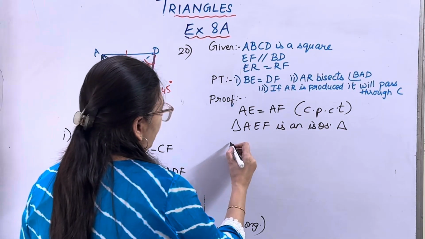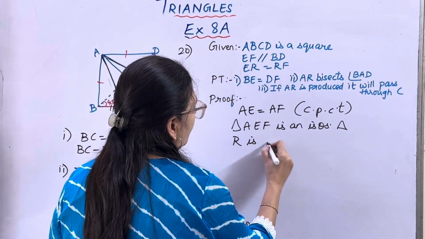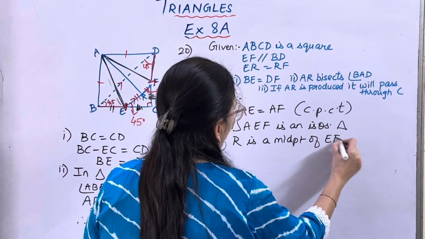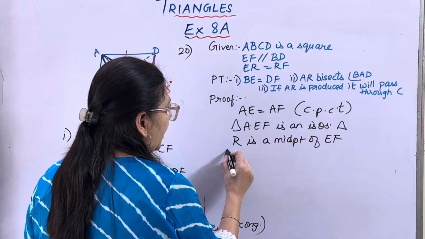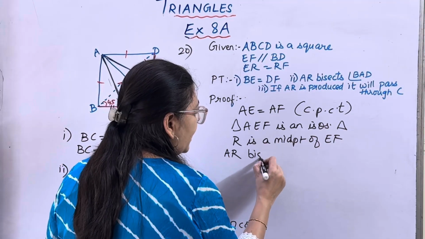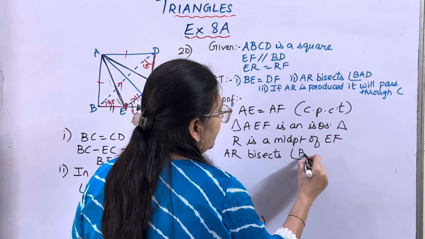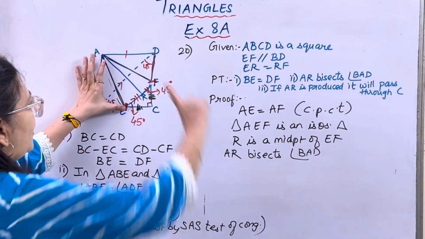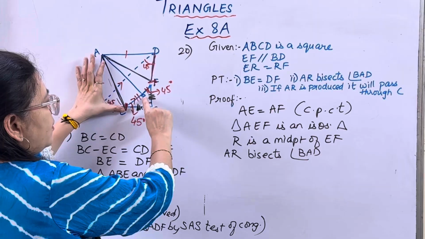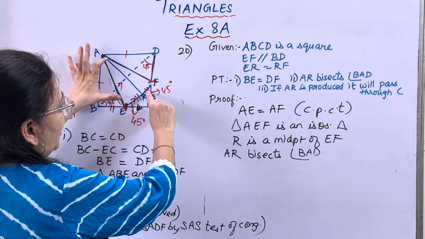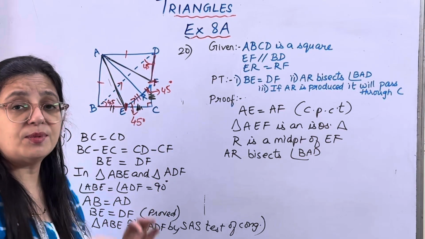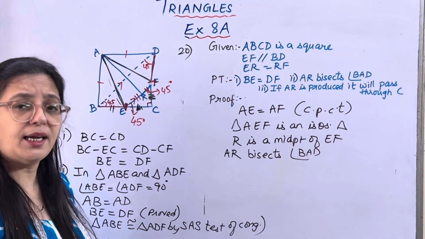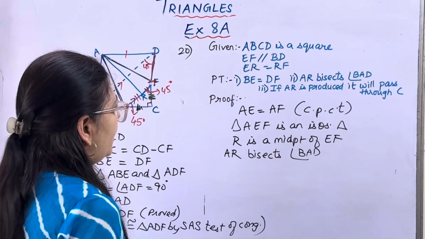It is an isosceles triangle, and AR bisects EF, or we can say R is a midpoint. It's already given. R is a midpoint of EF. That means AR bisects angle BAD. See the important thing over here. These two sides are equal. This is a midpoint. So therefore this becomes the angle bisector. AR becomes the angle bisector of BAD.